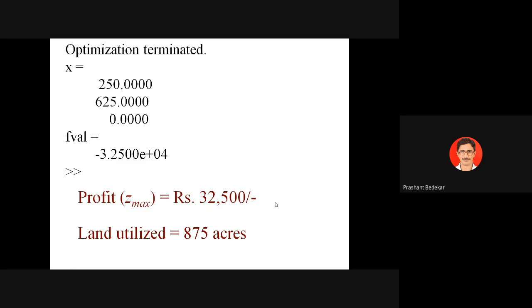32,500. Minus 32,500. Now, while writing the final answer, we have to be very careful, because actually the function was a function which is to be maximized.